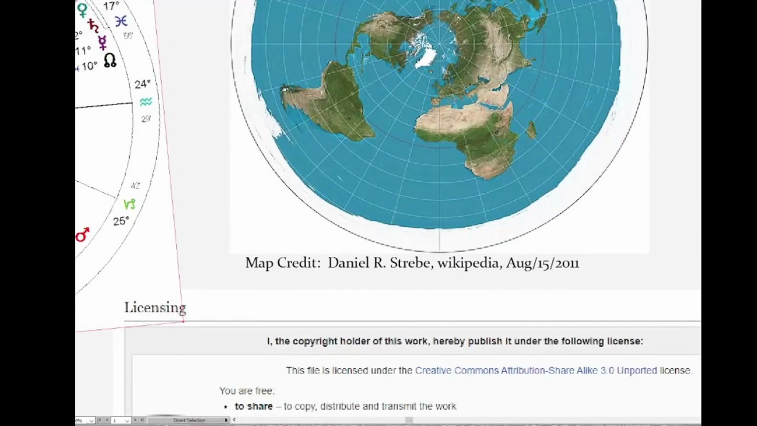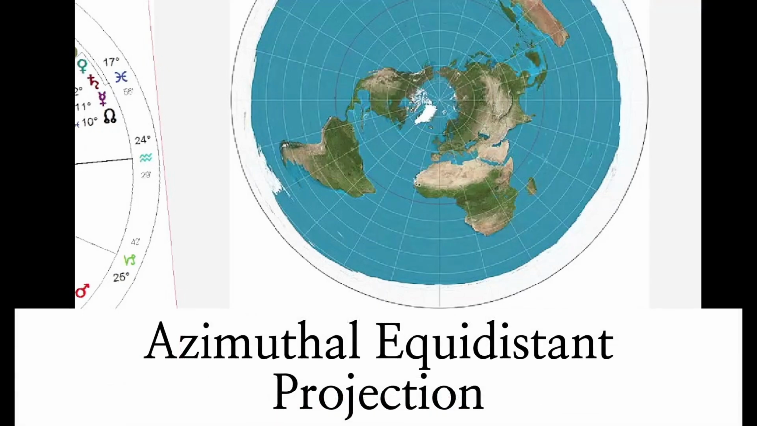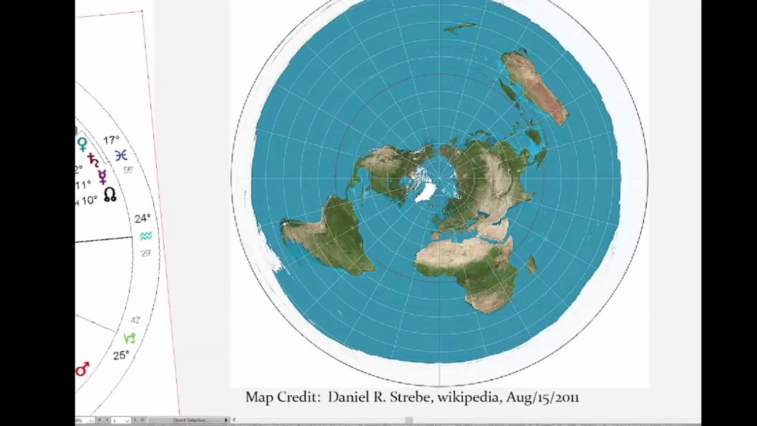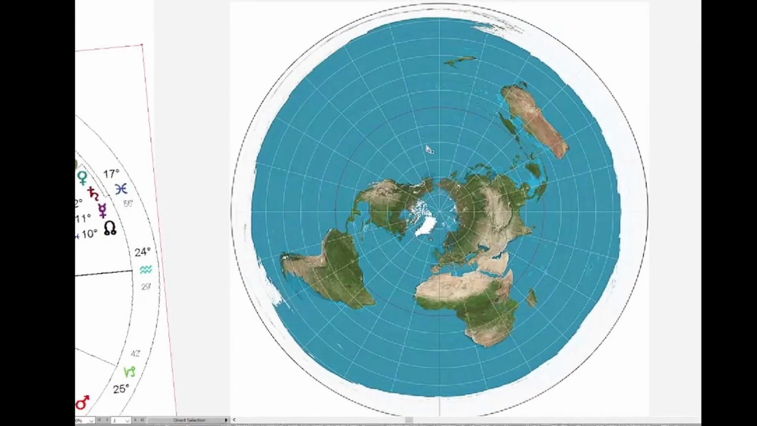So in cartography, there are different projections that you can create to get a different view of the world. This one is called the Azimuthal Equidistant Projection. And you're looking at the top, and you're looking at everything down below. Yes, this is a flat Earth map. Whether you believe the Earth is flat or not doesn't matter, and that's what I'm going to explain here.